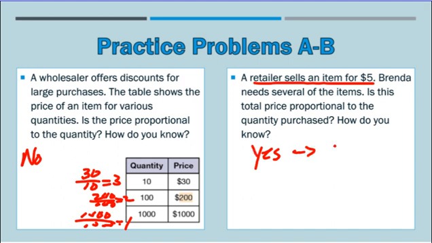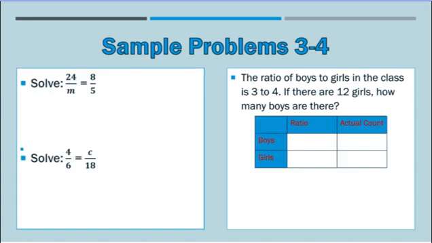So the constant price is $5 no matter what. So if you buy 2 items, that's going to be $10, and 10 divided by 2 is 5. If you buy 3 items, that's going to be $15. 15 divided by 3 is 5. So that's how you know if it's proportional to the number of items you're buying.